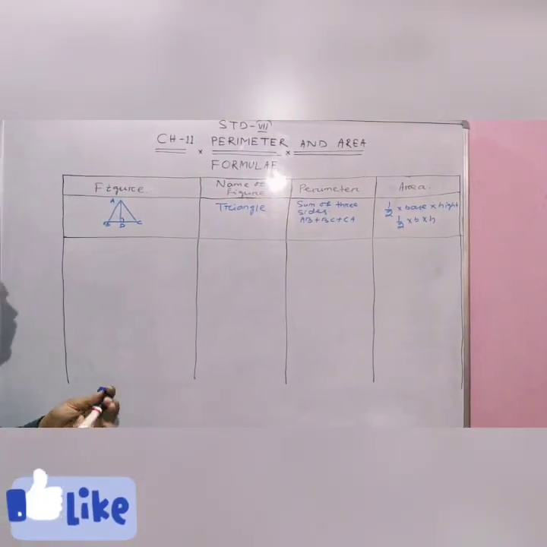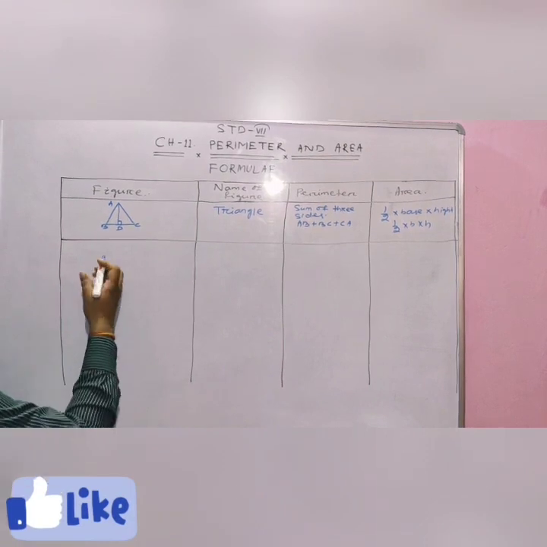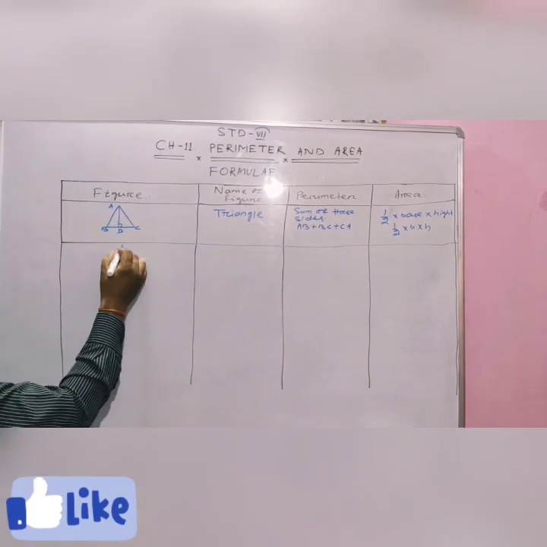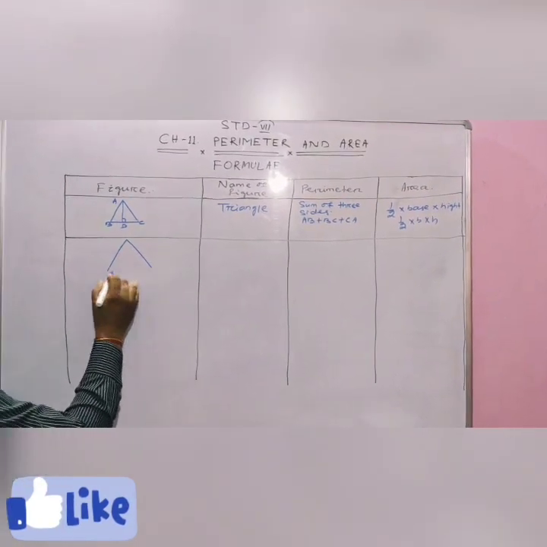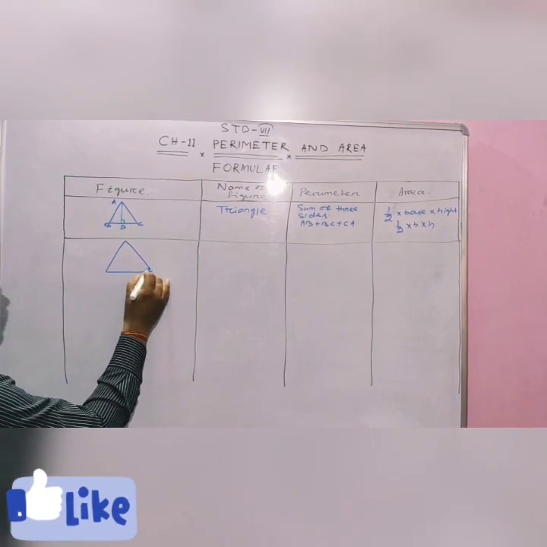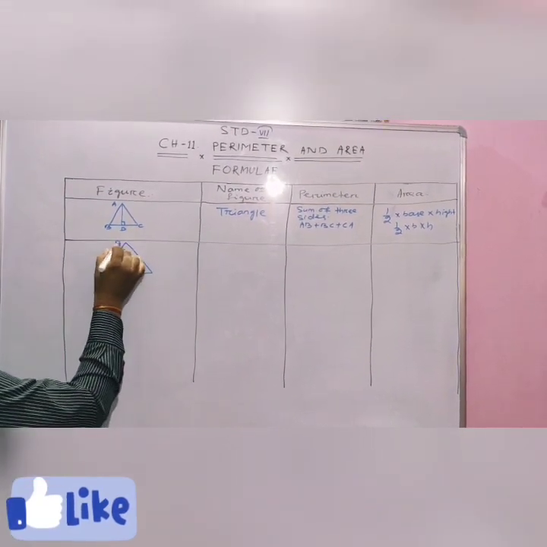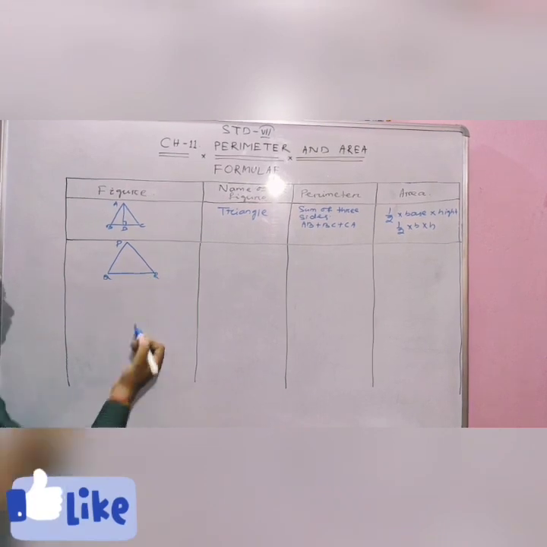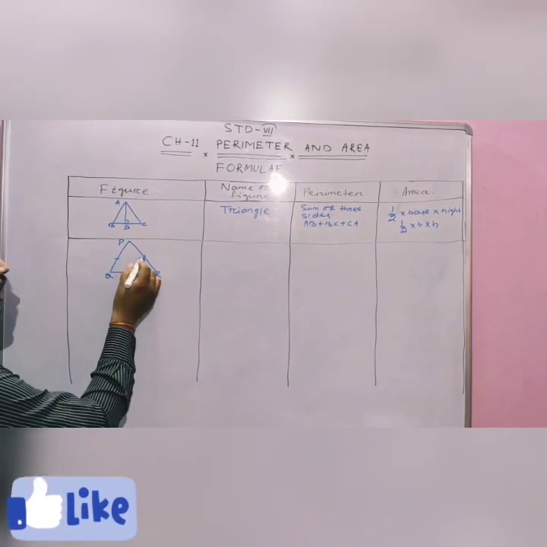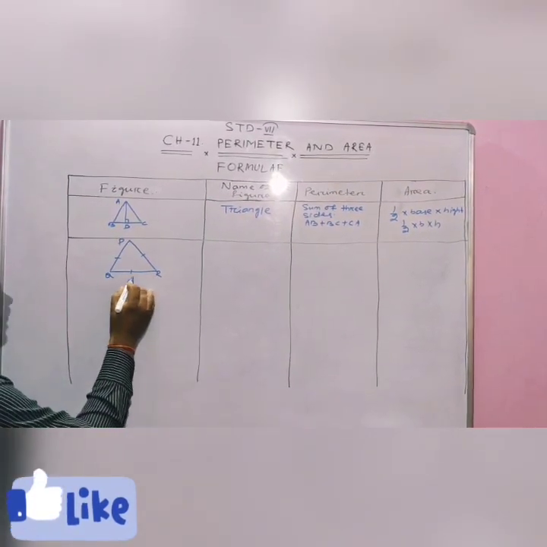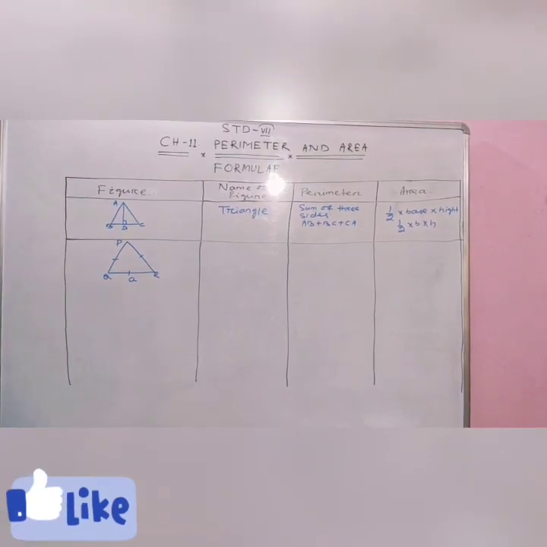Next we will take one equilateral triangle. You know what is called an equilateral triangle? Equilateral triangle means all its sides are of equal length. It is written PQR. One equilateral triangle means all sides are equal. Suppose this side is A. It is an equilateral triangle.